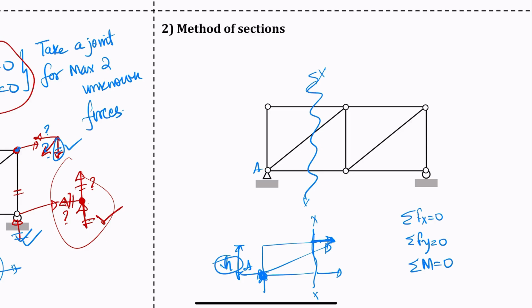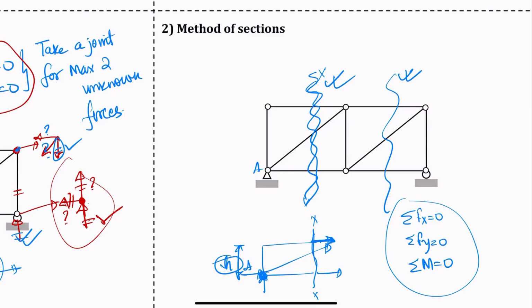When you cut a section, you should cut no more than three unknown forces. So this one is good. This one is also good. However, this one is not good because you have five unknowns and only three equilibrium equations. So you should not cut in this way because you have more unknowns than equilibrium equations.